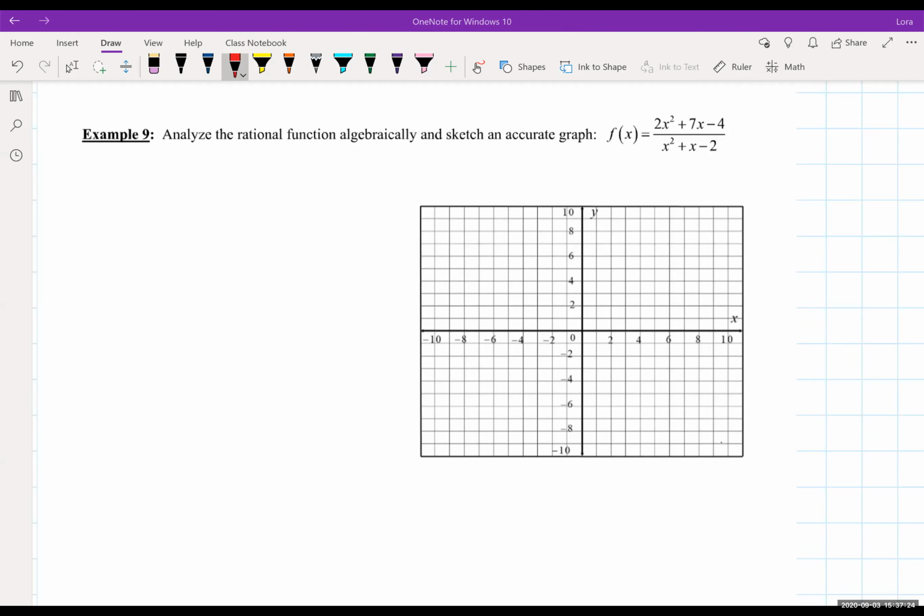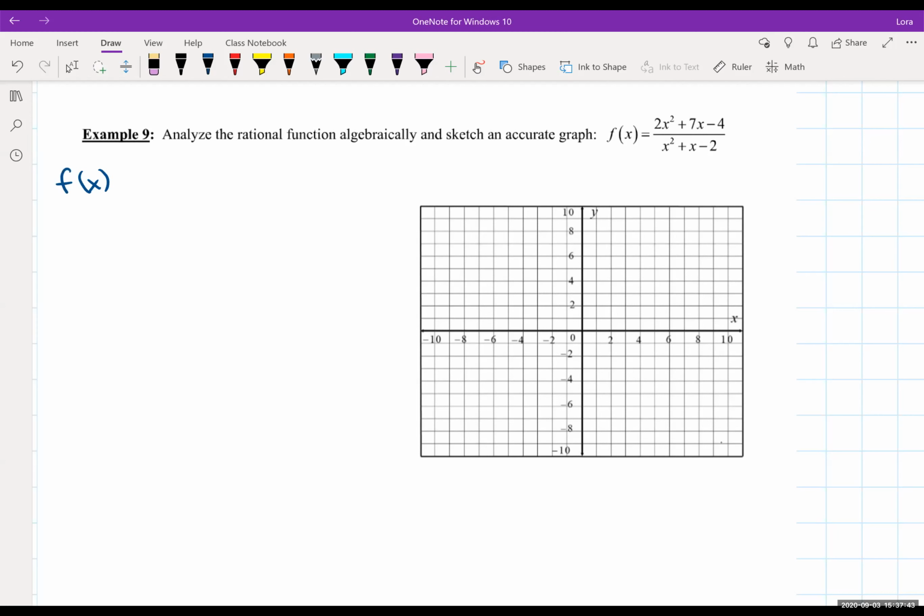Analyzing yet another rational function. Going through our procedure, let's see how this one starts to look. So first things first, we will see if we can factor. So let's look at this. I have f of x.